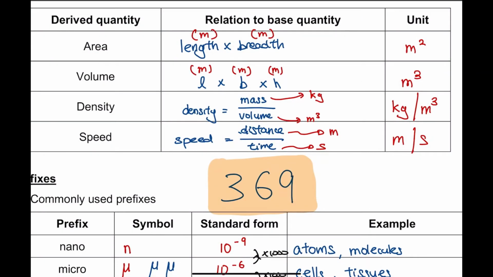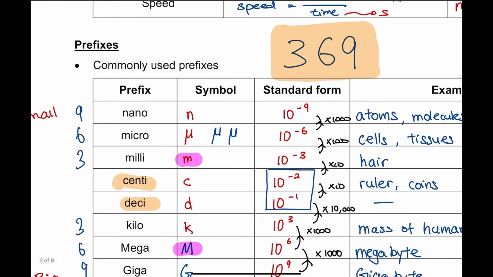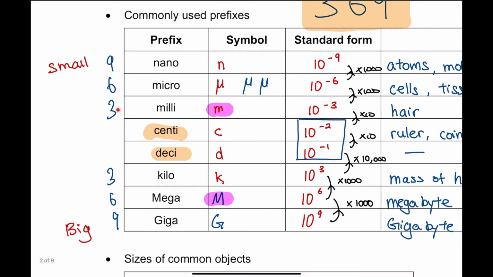Up next, we're going to talk about prefixes. There is one very nice number that you need to memorize: 369. All the numbers down here are generally 369. Milli 3, micro 6, nano 9, kilo 3, mega 6, giga 9.